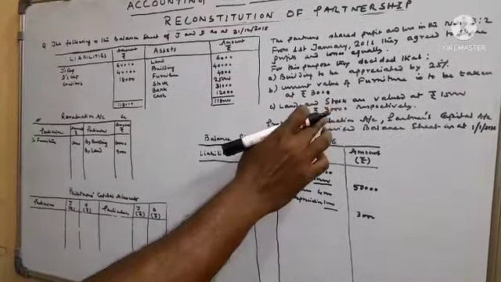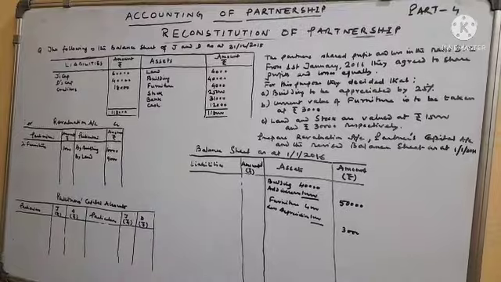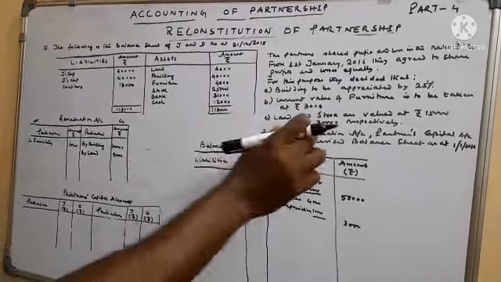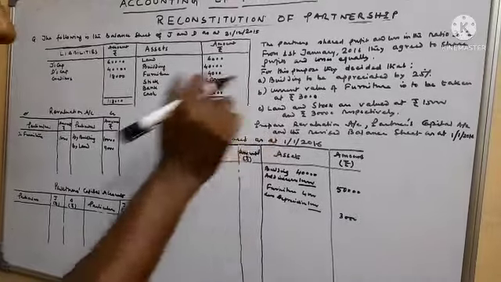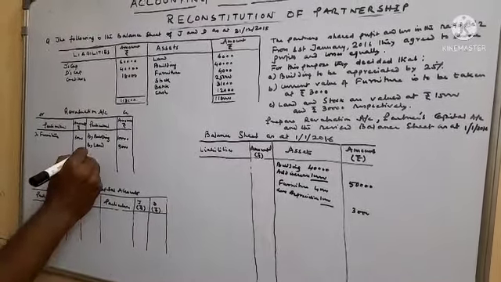Same thing, stock how much? Becoming 30,000. Stock given in the books how much? 25,000. Now becoming 30,000. So it has been increased by how much? It has been increased by 5,000. So increase of asset, which side I should write? Credit side.